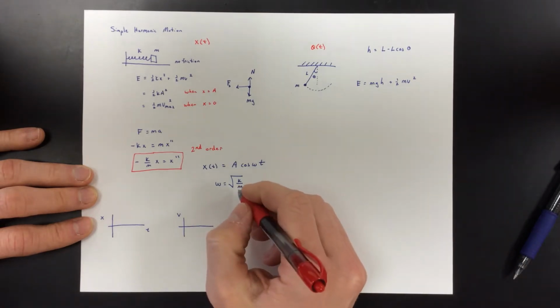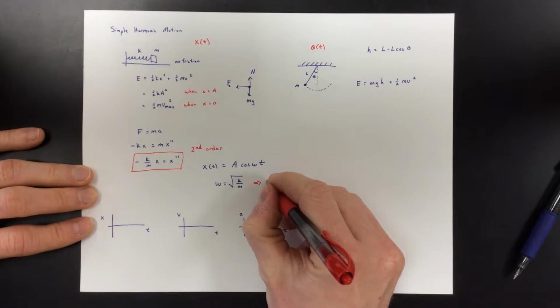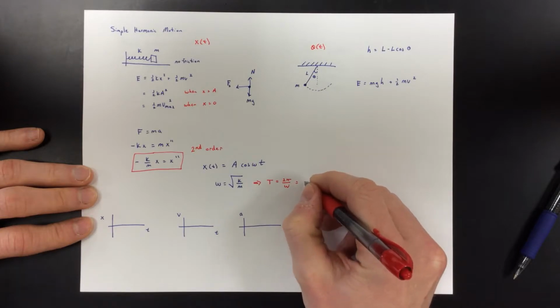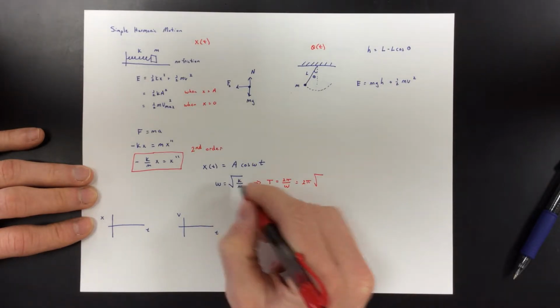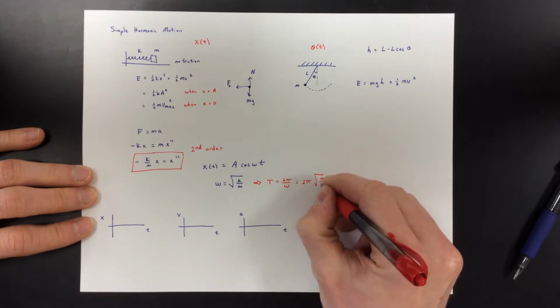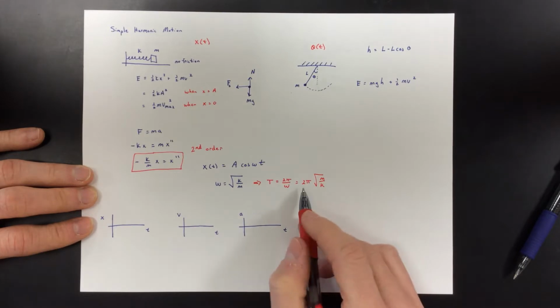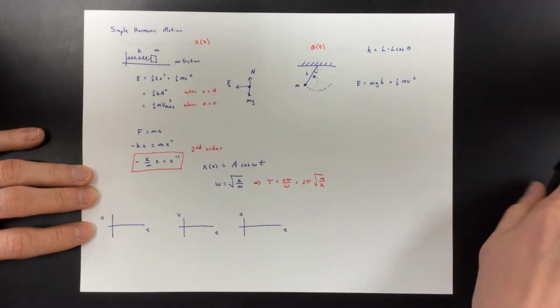If omega is the square root of k over m, that implies the period, well, we know the period of a trig function is 2 pi over omega, so that means the period is 2 pi times the square root of m over k. Dividing by omega is just flipping this. Now we have an equation of motion, and we actually have the equation for the period of a mass on a spring. Now we can look at this motion.